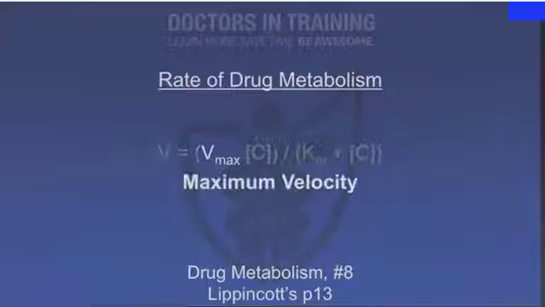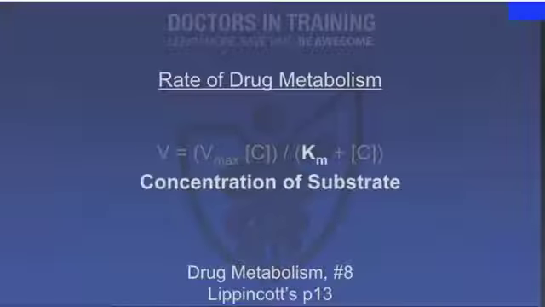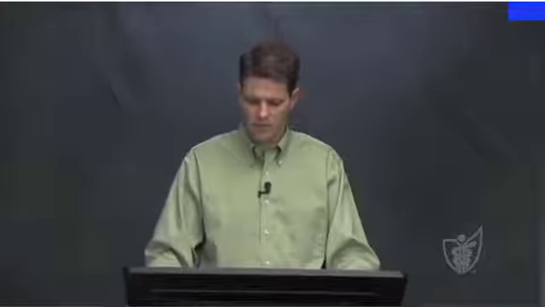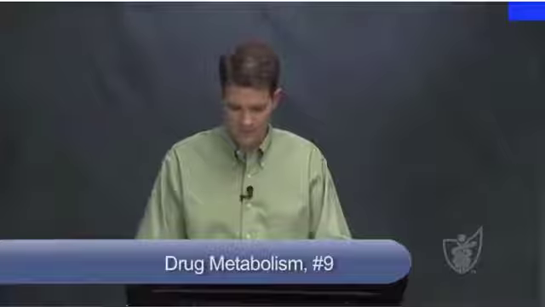So we already know what Vmax is, and we already know what Km is. Concentration C is the concentration of the drug. What's the concentration of the drug in the plasma? How much drug is there? We're talking about enzymatic metabolism of drugs, so the drug is our substrate, S. So you might see it represented as S for substrate. You might see it represented as C, as it is in Lippincott, for concentration.